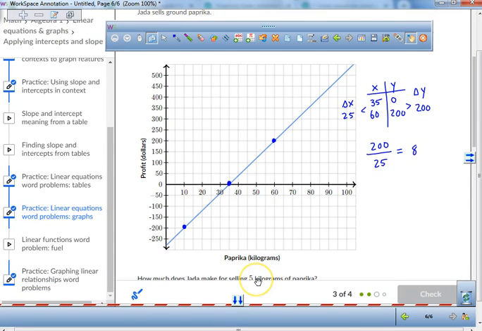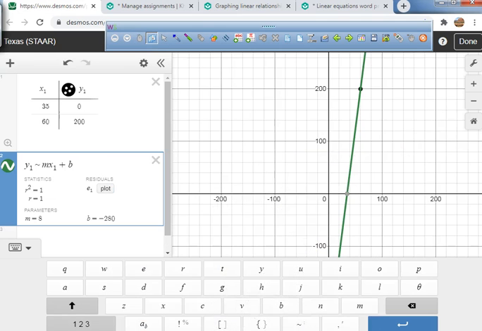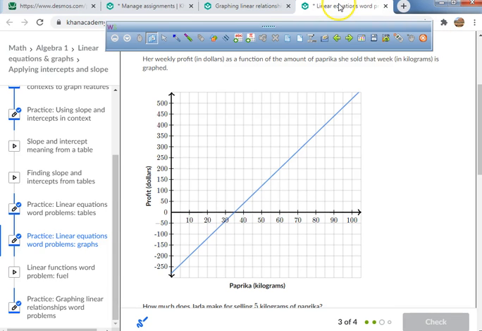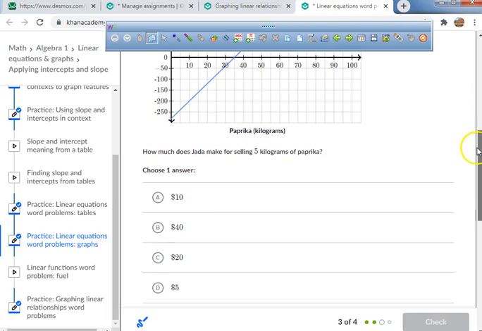But it says, how much does she make for 5 kilograms? So if it's $8, cha-ching, per 1 kilogram, how much cha-ching would she make for 5 kilograms? All you got to basically do is just multiply it by 5 and you get 40. So I'm going to say 40 would be how much she would make for 5 kilograms of paprika. There it is, 40. I like it.